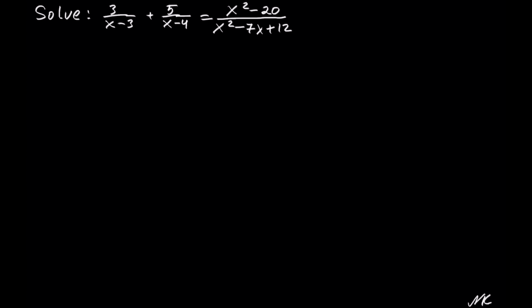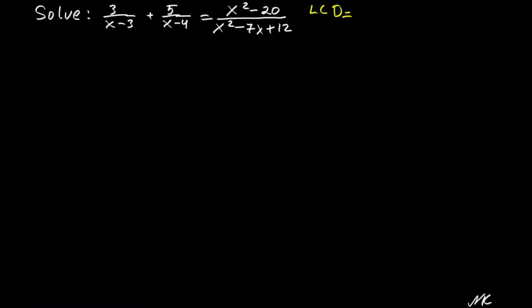Hello, here we have to solve a rational equation: 3 over x minus 3 plus 5 over x minus 4 is equal to x squared minus 20 over x squared minus 7x plus 12. Let's begin by finding the least common denominator, and for that we need all of the denominators to be factored.